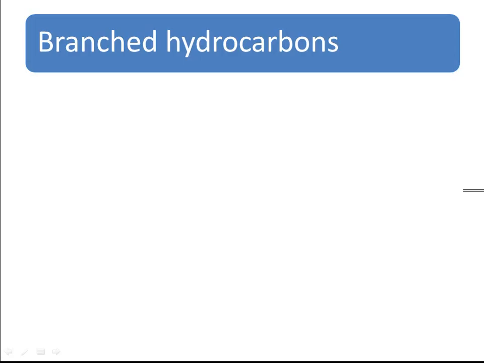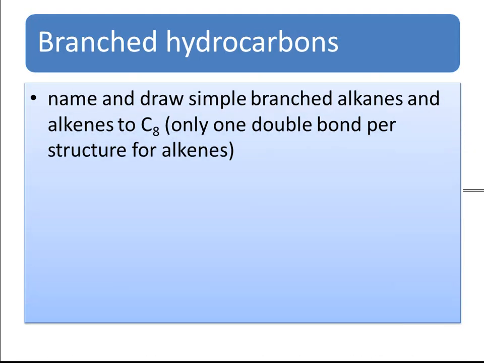Right, let's take a look at how to name branched hydrocarbons, and by the end of this session you should be able to name and draw simple branched alkanes and alkenes that go up to 8 carbon, that have got 8 carbon atoms in their chain, and with alkenes we're going to be only focusing on 1 double bond per alkene.